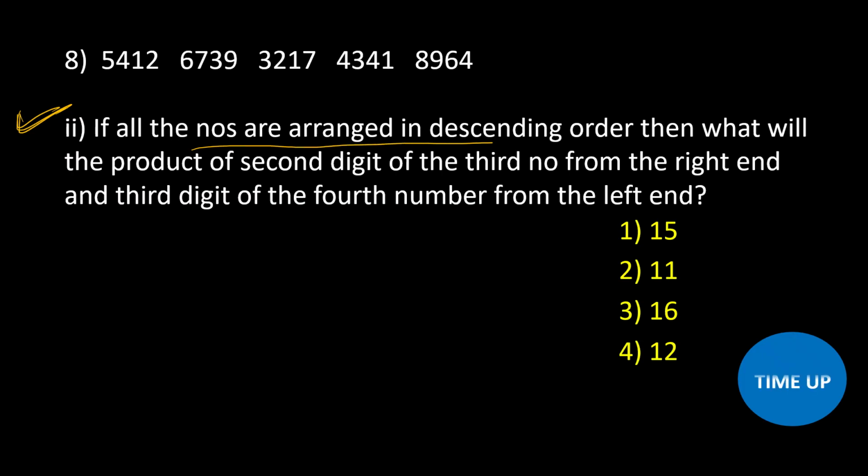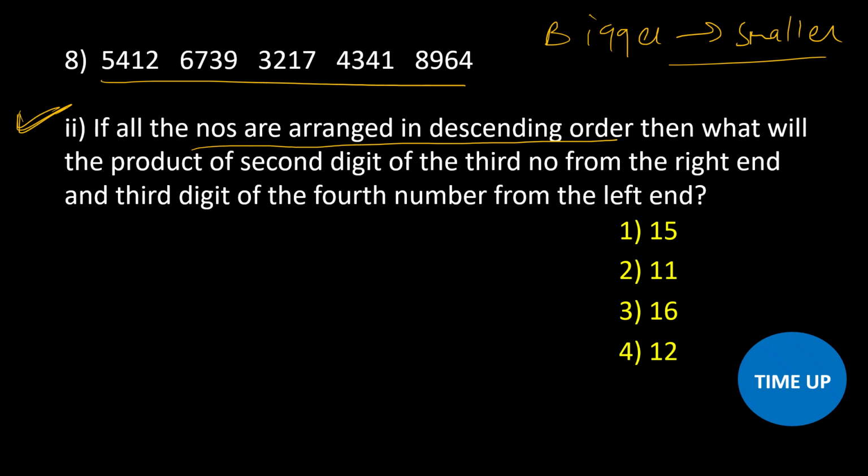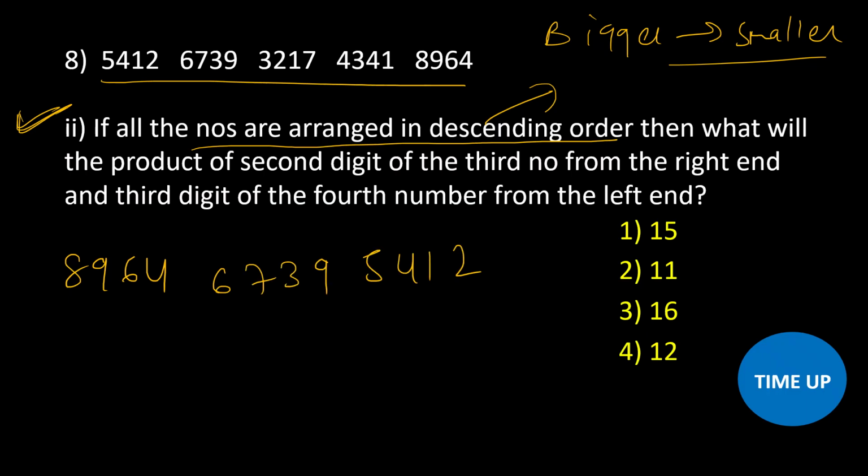If all the numbers are arranged in descending order, descending order means bigger number to smaller number. All of you know that, right? Bigger number to smaller number is your descending order. So arrange them first like that. 8, 9, 6, 4 will come, right? 6, 7, 3, 9, 5, 4, 1, 2, 4, 3, 4, 1, and you will have 3, 2, 1, 7. Correct? This is your descending order.